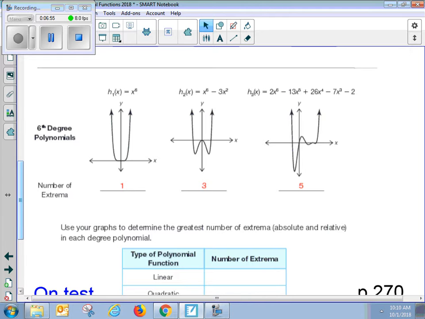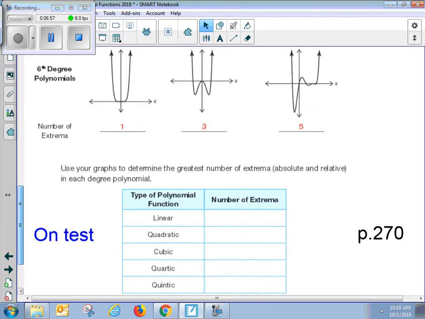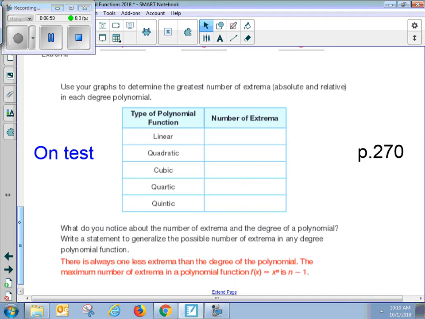Good? Okay. So here is by their name, just so that you know. I'm not making the chart on the test, but I want you to be familiar with the most amount of extrema that each could have. What do you know about a line? It would have to be 0.